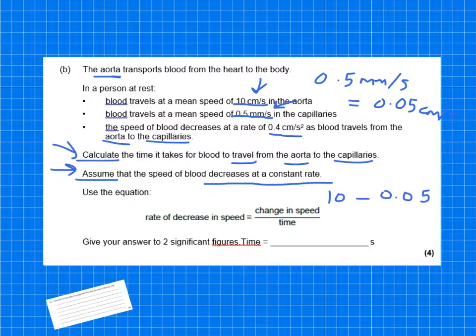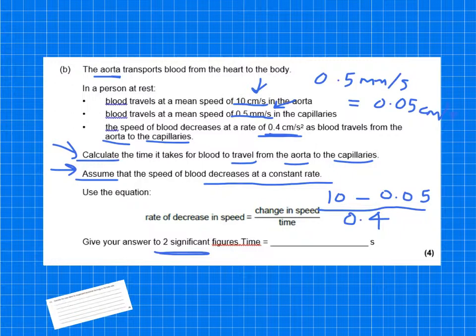So the first thing, the rate of decrease in speed, you need to look at the change in speed. So it changes in speed from 10 centimeters per second to 0.05 centimeters per second. So that's the change in speed. You divide it by the time. Since you're looking at seconds, you actually got the time here. It's actually 0.4 seconds. Even though it says 0.4 centimeters per second squared, the time is going to be 0.4.